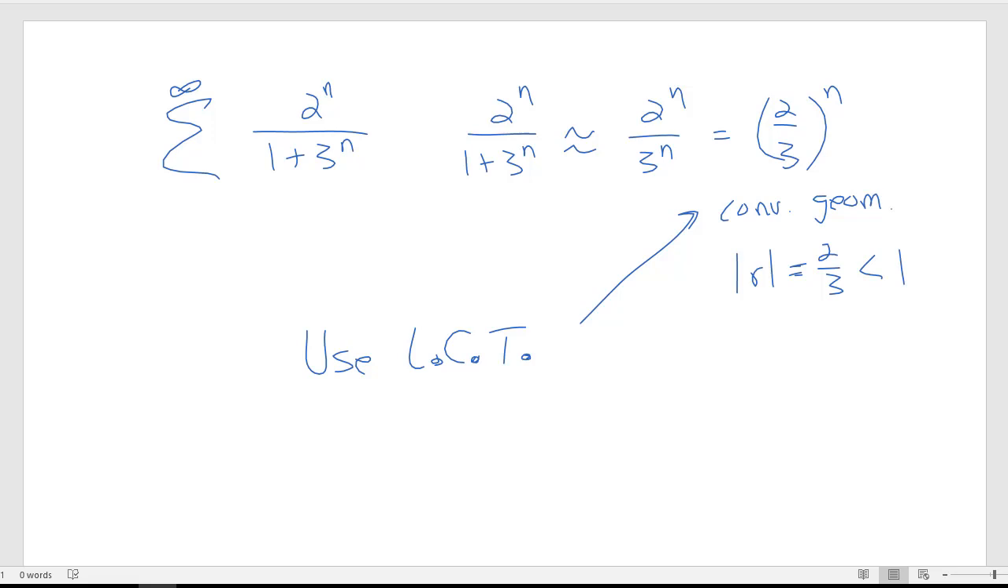So just like we saw back up in that prior page, when we had kind of a ratio of algebraic forms, it wasn't exactly a p-series, but it behaved like a p-series. So we use limit comparison test in that case. And then here's another similar example. I have something that's similar to a geometric series, so I'm going to use a limit comparison test and compare to a known geometric series.